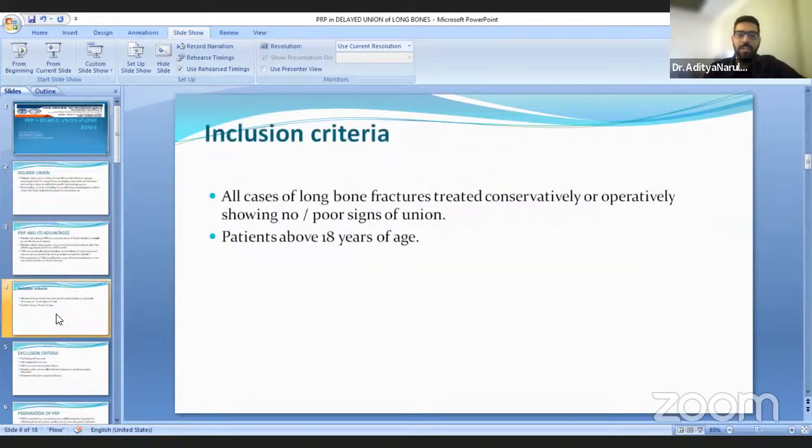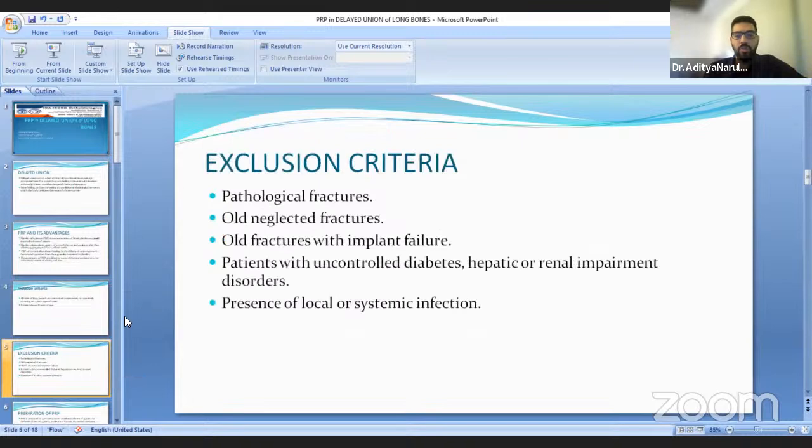So what we have done is the inclusion criteria, in which all cases of long bone fractures treated either conservatively or operatively with no or poor signs of union, and patients above the age of 18 years. Exclusion criteria, just to rule out any pathological fractures, old neglected fractures, fractures with implant failures, or patients with any comorbidities which are not allowing the fracture to heal, and presence of any local or systemic infections.